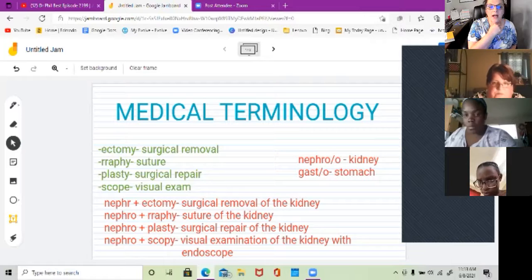Ectomy is one that's used a lot. So I had a thyroidectomy. That means that they surgically removed my thyroid.